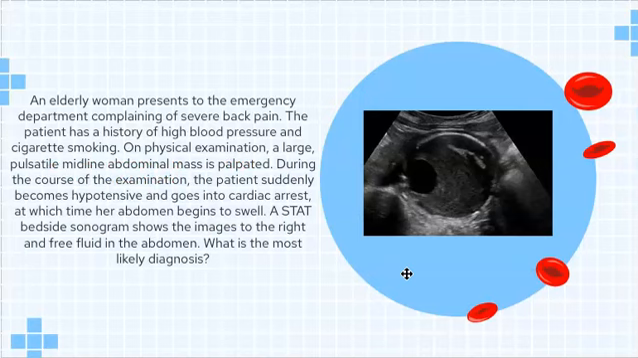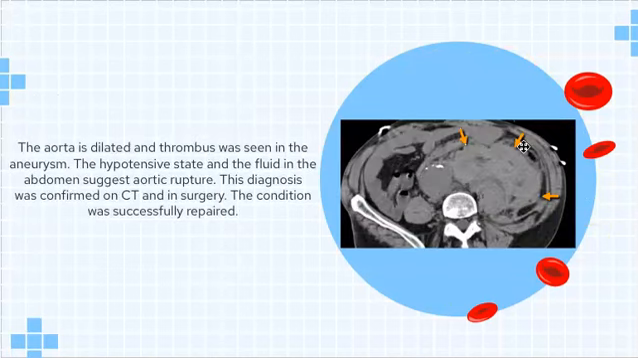All right, so that brings us back to our case study. Now that y'all have been presented with this information and have been thinking on what is going on here and what this might be, let's get the results. The aorta is dilated and thrombus was seen in the aneurysm. The hypotensive state of the patient and the fluid in the abdomen suggests that the aorta actually ruptured. This diagnosis was confirmed on CT here and in surgery. The condition was successfully repaired.